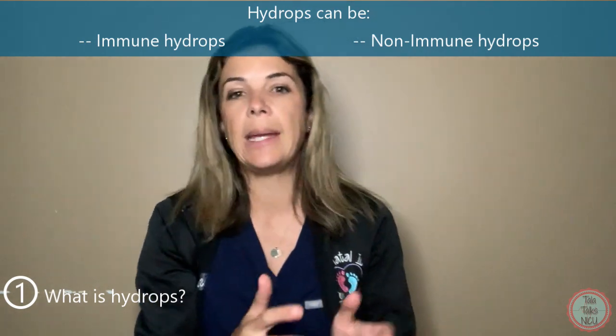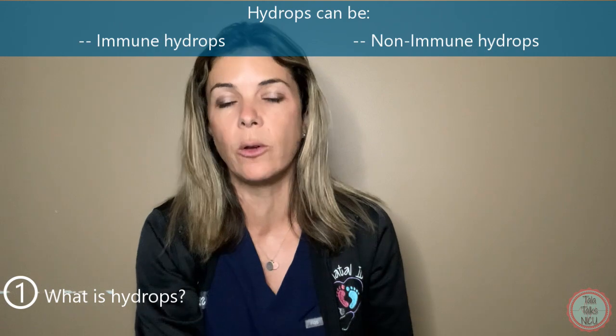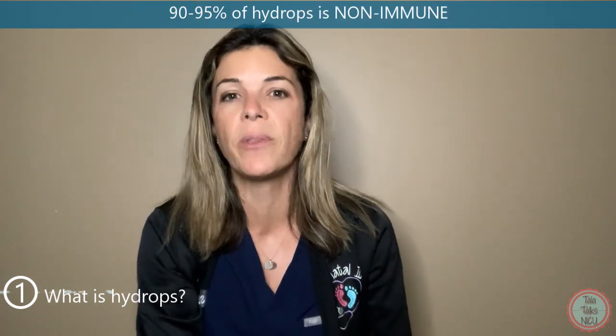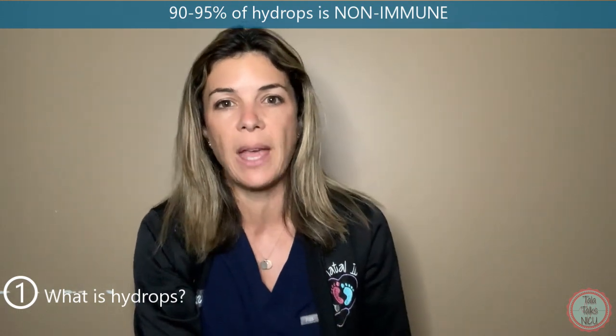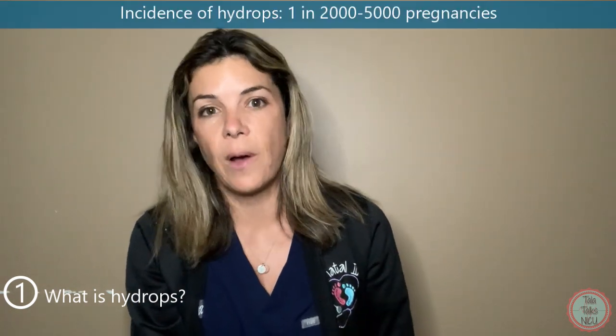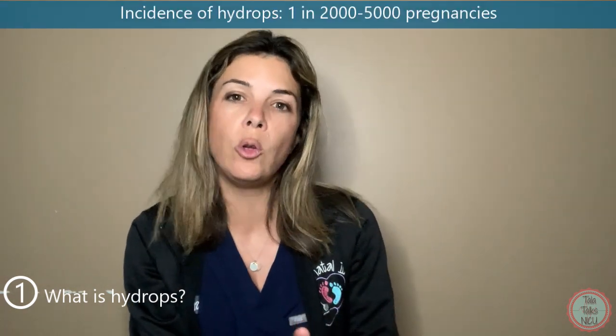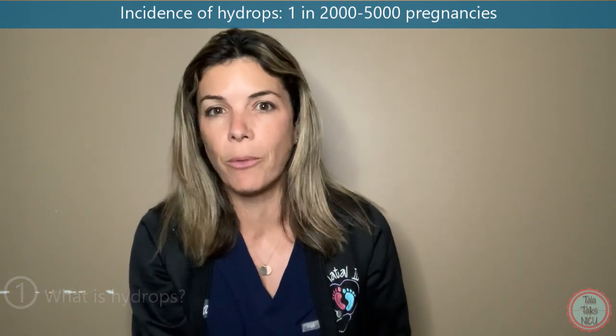Generally, we divide hydrops into immune and non-immune hydrops, and I'll talk about the difference between those in a minute. But for now, realize that the vast majority of hydrops is non-immune. So about 90 to even 95% of hydrops is non-immune. And the incidence of hydrops is about 1 in 2 to 5,000 pregnancies. So it really isn't that super rare.